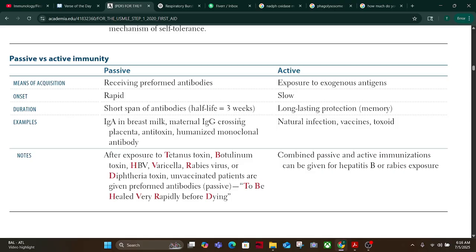Examples of passive immunity would be IgA in breast milk, maternal IgG crossing the placenta, antitoxin, humanized monoclonal antibody. Notes: after exposure to tetanus toxin, botulism toxin, hepatitis B virus, varicella, rabies virus, or diphtheria toxin, unvaccinated patients are given preformed antibodies to be healed very rapidly before dying. So passive immunity is only done by injection or blood or milk from mom.